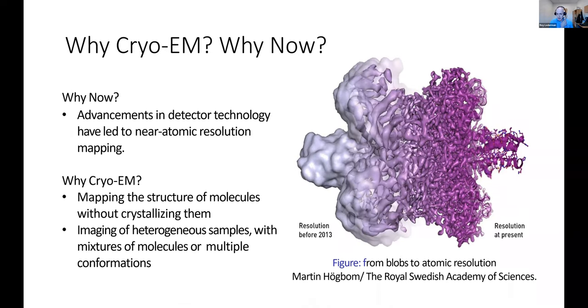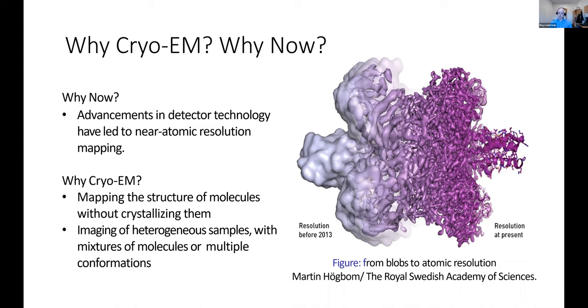The technology has been around for decades, and what happened in recent years is the detector technology. There were a lot of advancements in the detector technology, also in the analysis software, and this brought us from blobs that were available in 2013 to essentially atomic resolution a few years ago and today. This isn't the only method for measuring the spatial structure of molecules experimentally, but it's very convenient. It's taking over because it doesn't require crystallization like X-ray crystallography, for example.